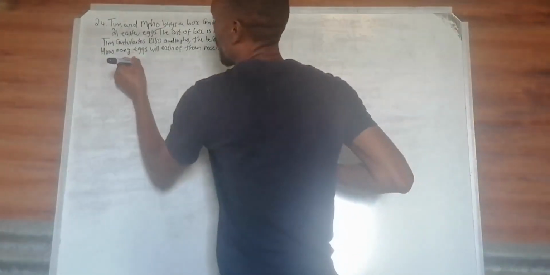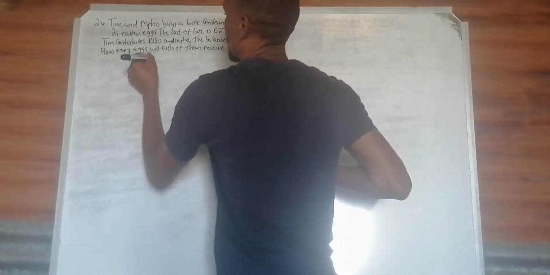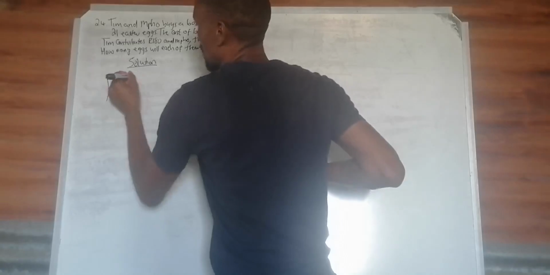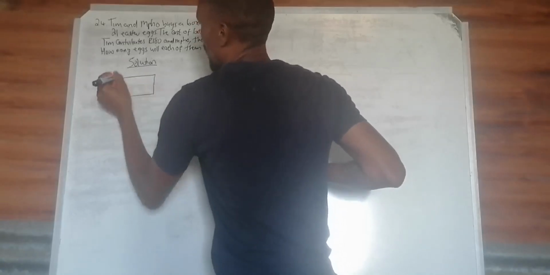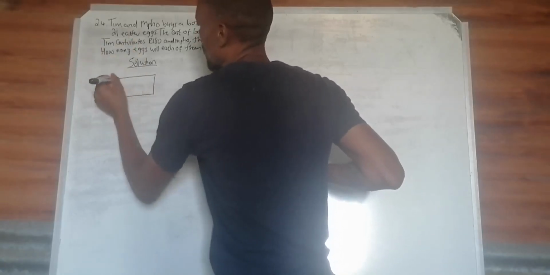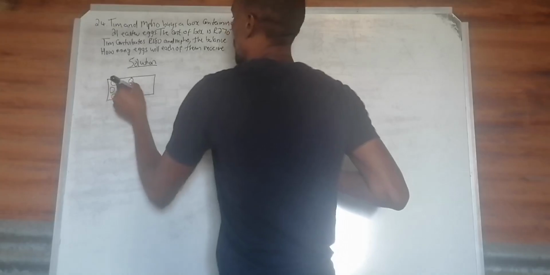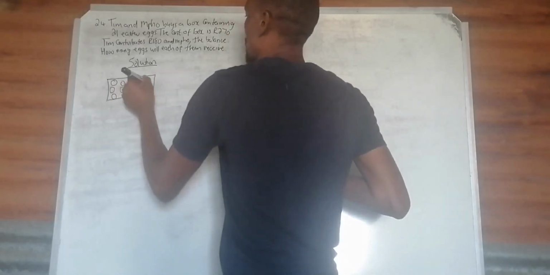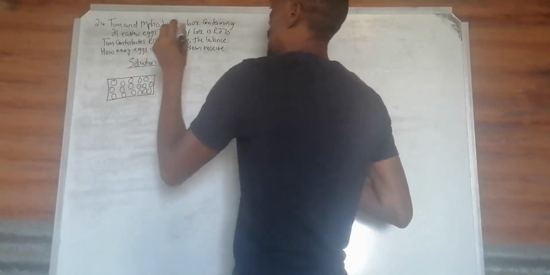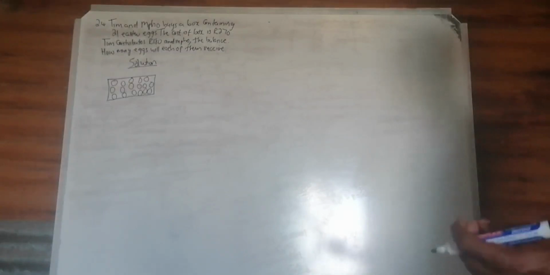Tim and Mpho buys a box containing 21 Easter eggs. This is the Easter box. It has 21 eggs. I'm not going to use the exact number represented by seconds. The box, it cost 270.